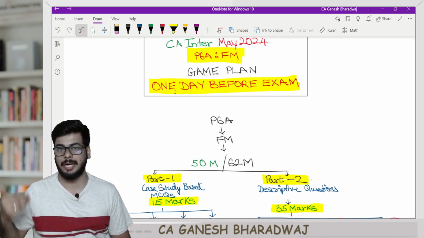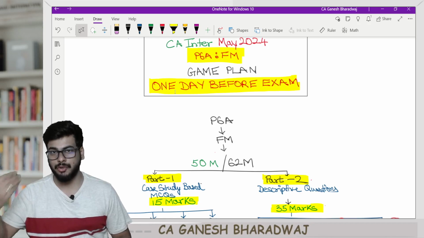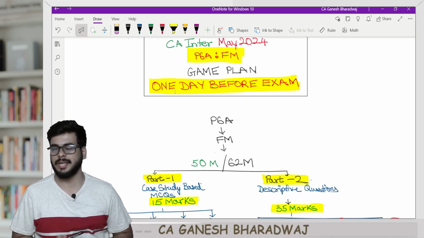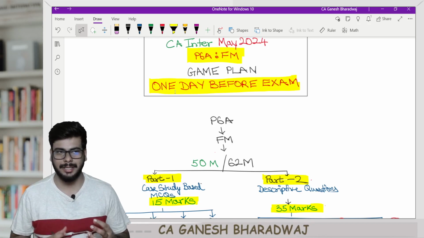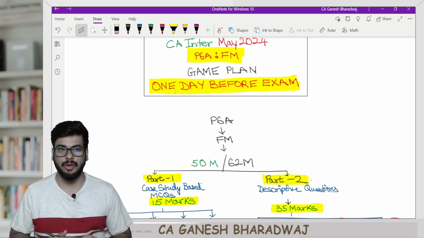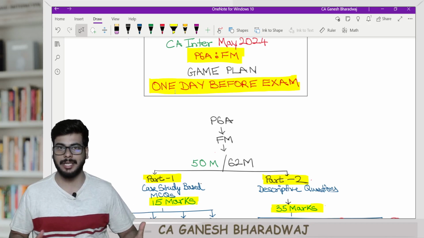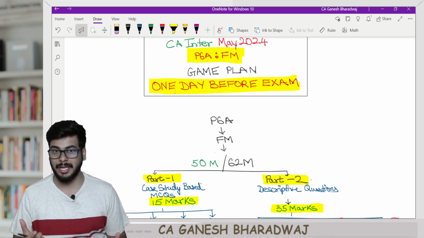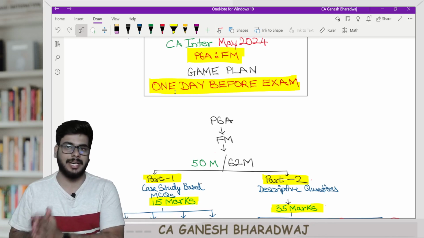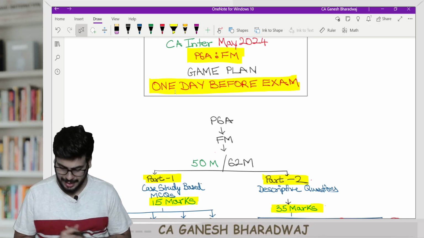What are the chapters that you need to prioritize when you are revising the day before your exam? And number three is regarding the time management part, and this segment is more to do with what you need to be doing inside the exam hall. There are certain things that you need to be very smart at, and that is what we are going to see in the third segment of this video. So now let's get started.